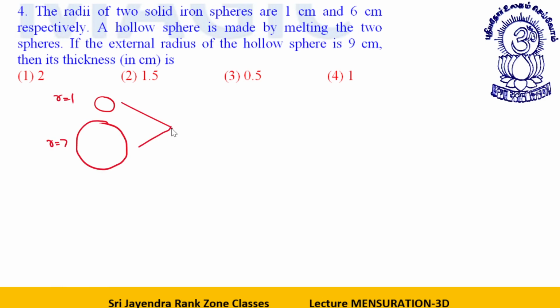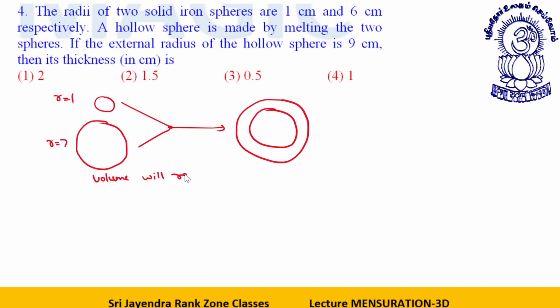These are combined to form a new hollow sphere. Now what happens is the volume will remain same in this process. When I say this R is 6, so volume will remain same.